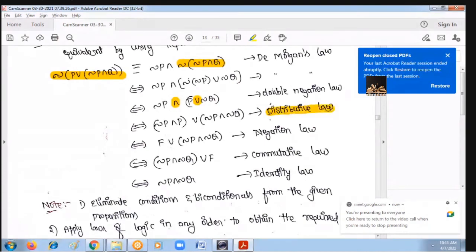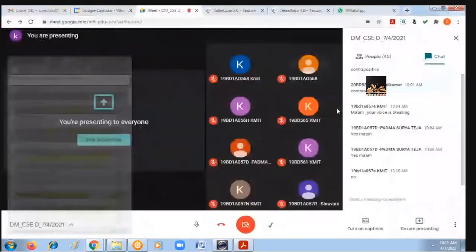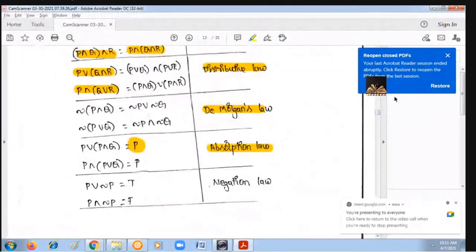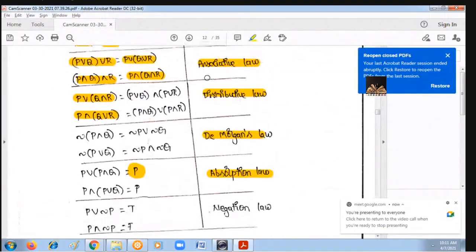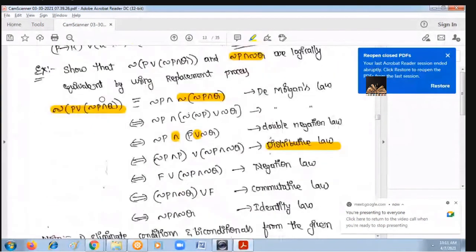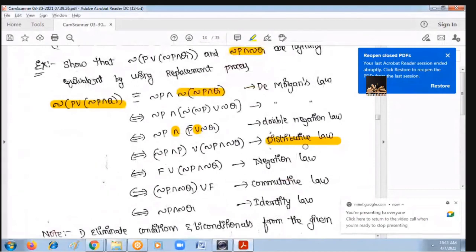If they are the same, which law can you apply? If the connective within the parenthesis and outside the parenthesis are the same, which replacement law can you apply? The associative law. So if these two are the same, you can use the associative law. If these two are different, you can use the distributive law. Here in my example, these two are different. Therefore, I can apply the distributive law.